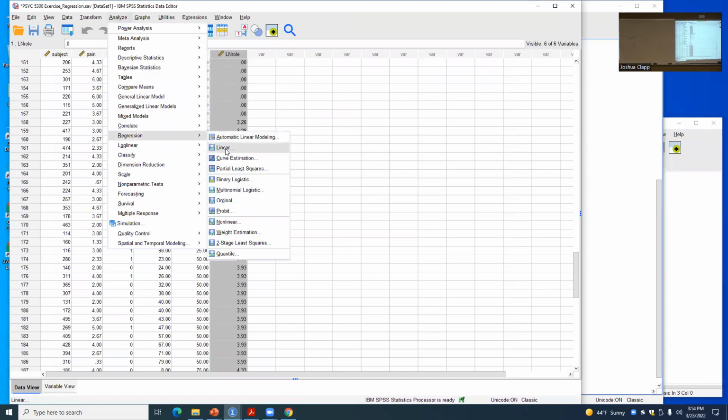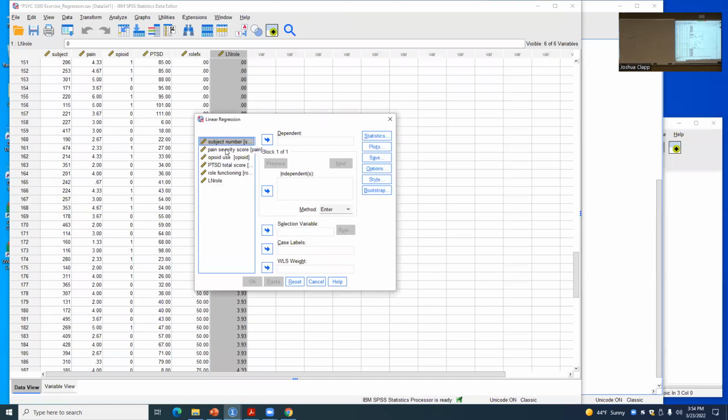regression, linear. And I'm going to recreate our model here. Natural log of role functioning is our outcome. Our predictors: I'm going to drop in opiate use first, just because that's our dichotomy. You don't have to, they can go in any order, it doesn't matter, but I'm going to put that at the top of the list. And then pain severity and PTSD total. So I've got my outcome variable and my 3 predictors.